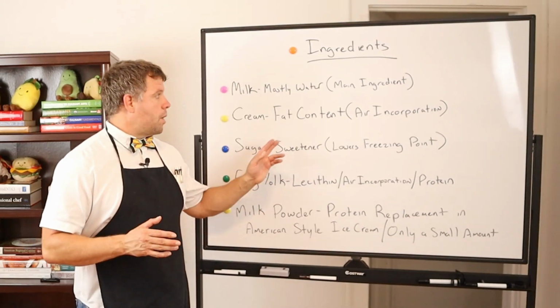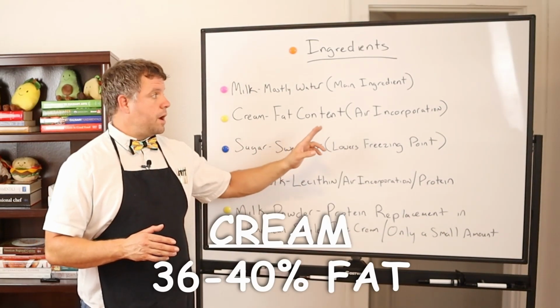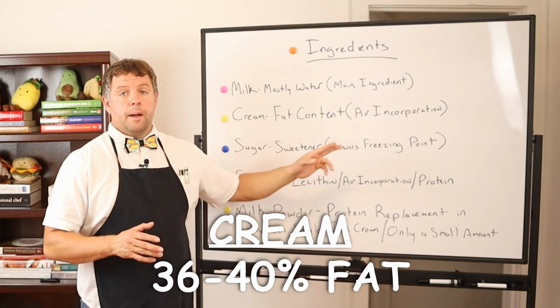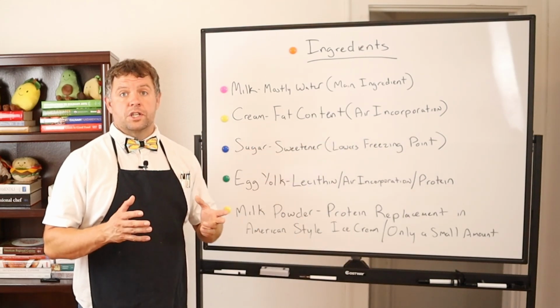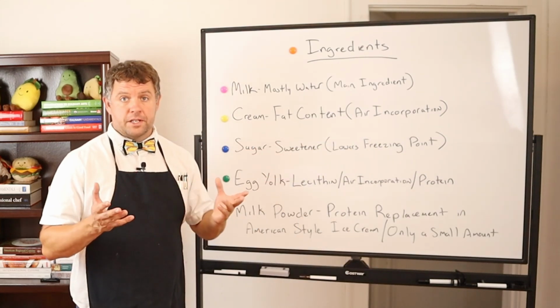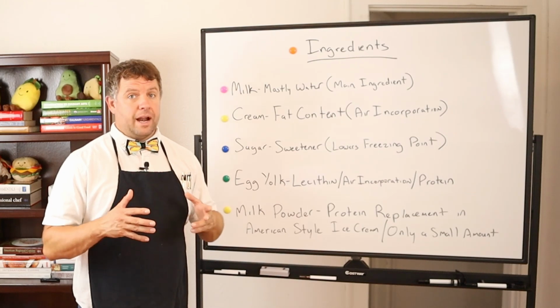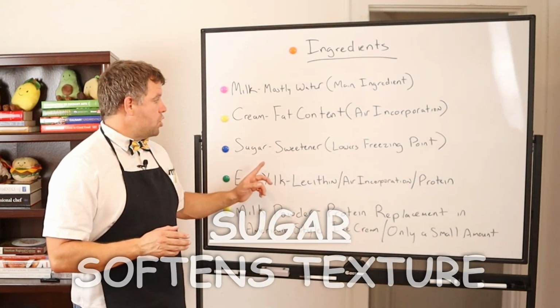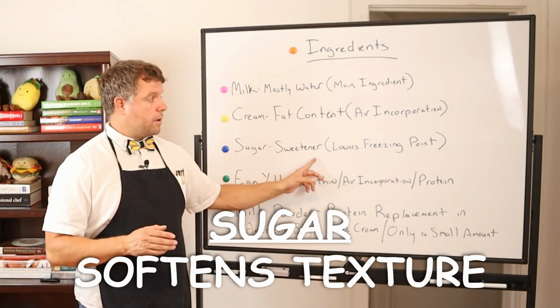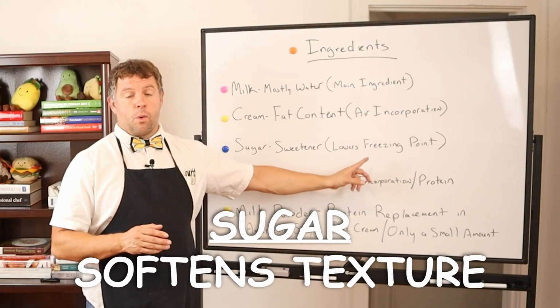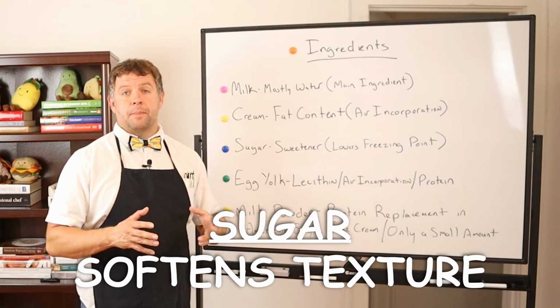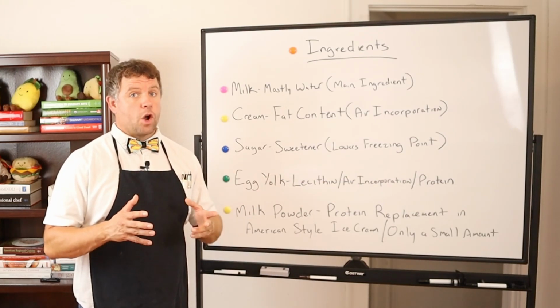Next up, we've got cream, where the butterfat content in cream helps with air incorporation. But having too much cream and you run the risk of it churning into butter during freezing, which results in a clumpy, grainy mouthfeel. And then we've got sugar, which obviously is used as a sweetener, but it also lowers the freezing point of water. In fact, it prevents about 25% of the water from freezing altogether.